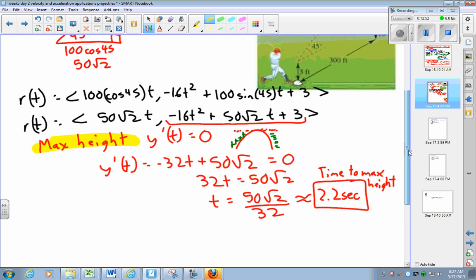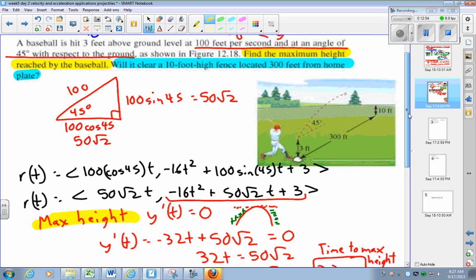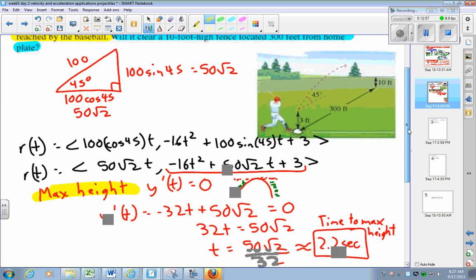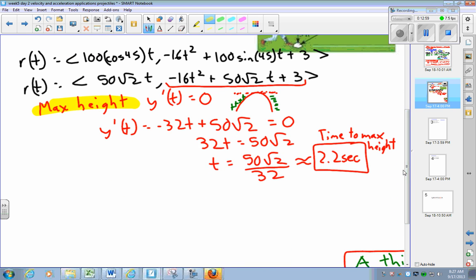Okay? So that covered the very first question about finding the max height. It was at 2.2 seconds. Now, it said find the max height. So now I can find the max height by plugging in that 2.2 right into the y. So y of 2.2 would be, and I did this already on my calculator, 81 feet.